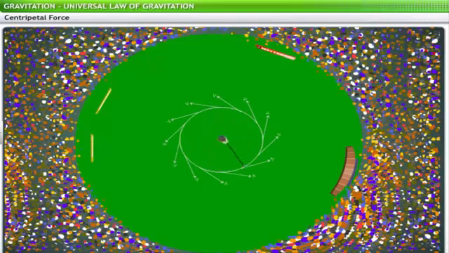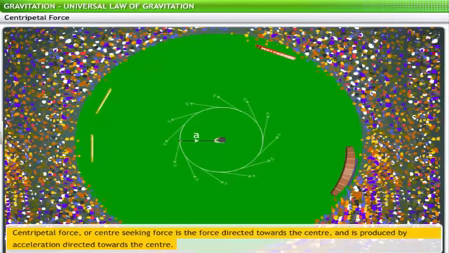While the athlete is swinging the hammer, that is, the hammer is in revolution, its direction of motion and hence its velocity changes continuously. This change in velocity produces acceleration on the hammer. This acceleration is directed towards the center of its circular path. Acceleration directed towards the center results in a force directed towards the center. This force is called the centripetal force, which means a center-seeking force.